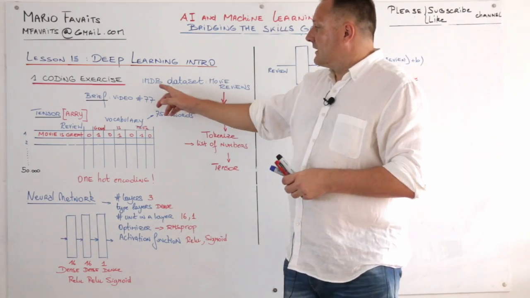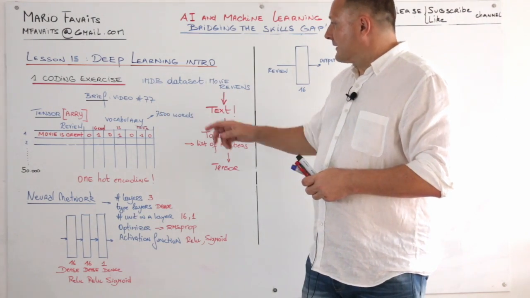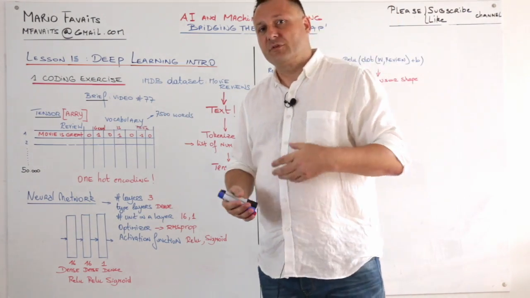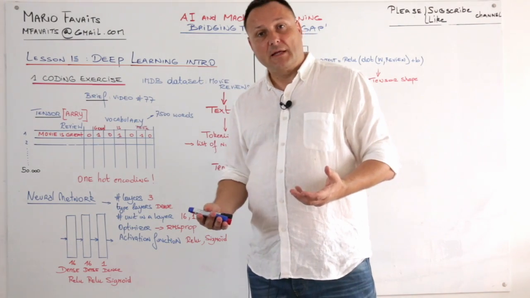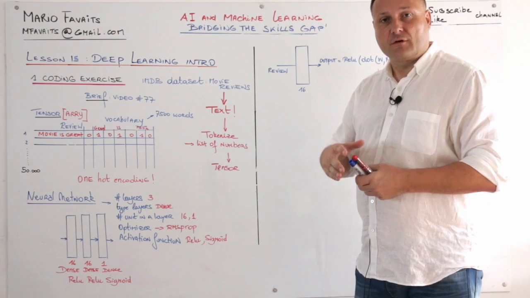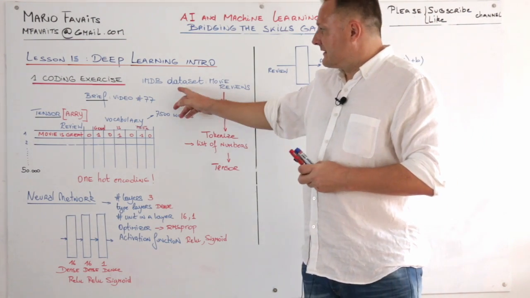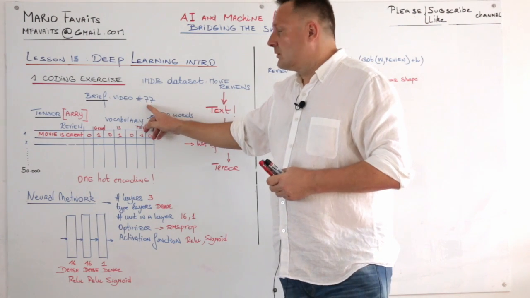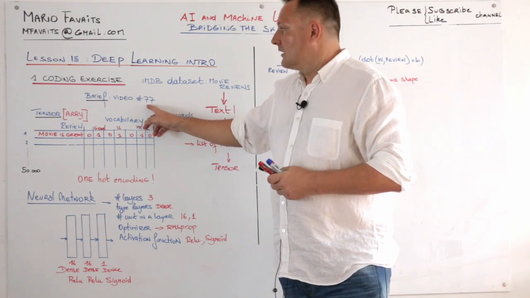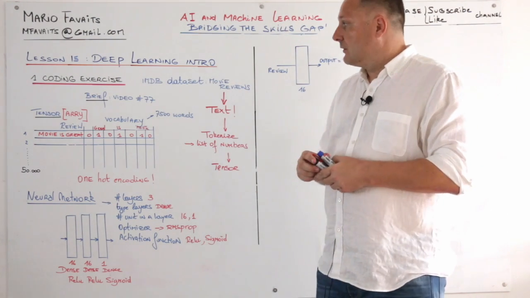So we're going to use the Internet Movie Database dataset. That contains reviews, and reviews can be positive or negative. So we want to capture that from a review. Details on the dataset I have given in video number 77, so if you want a little bit more background, feel free to go and look at that video.